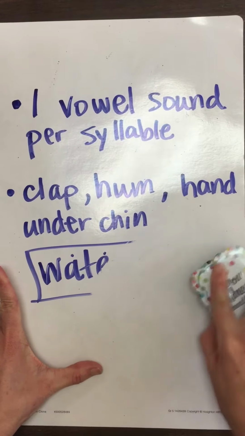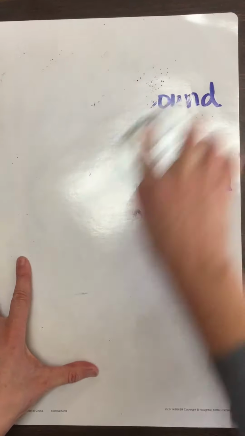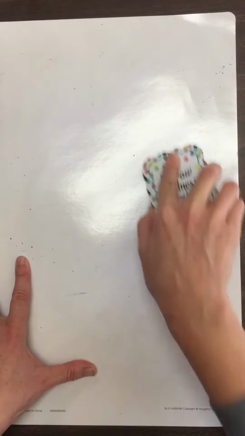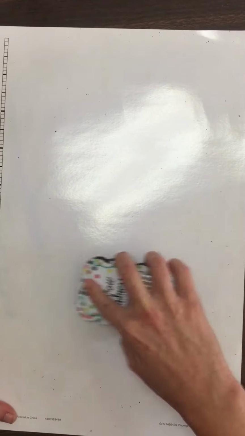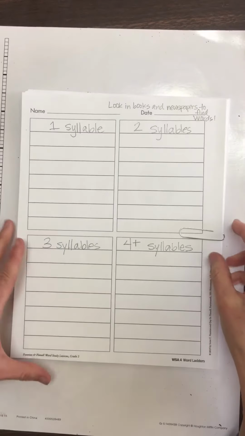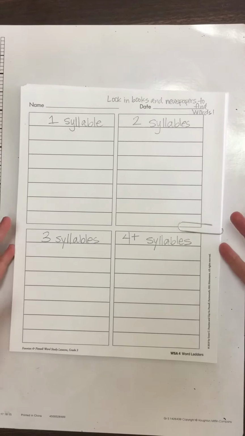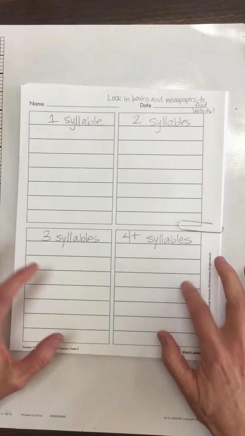At home, what you are going to be doing is going on a little syllable hunt. You can look at the books that your kids are reading, you can look at newspapers, you can look at kid-appropriate magazines that you have at home, you can look at cookbooks, whatever you have. They are going to come home with a sheet that looks like this. It says look in books and newspapers, and they're going to do a little syllable sort. So if they find a 1-syllable word, write it here, 2 syllables here, 3 syllables here, 4 syllables here.